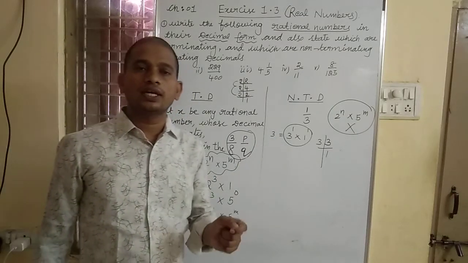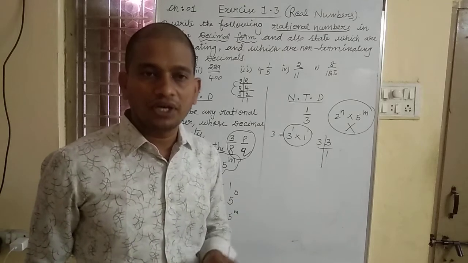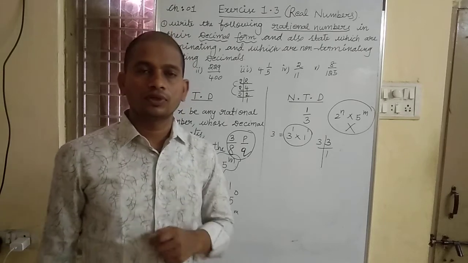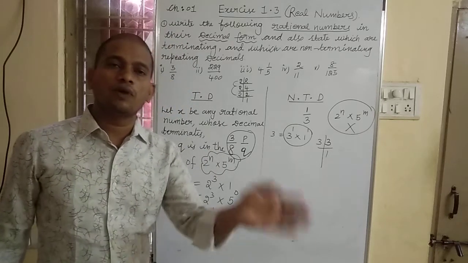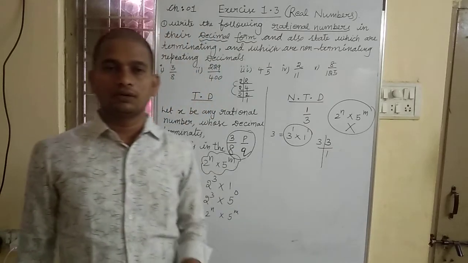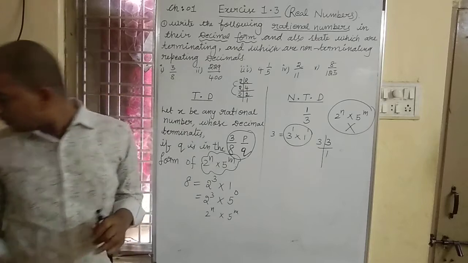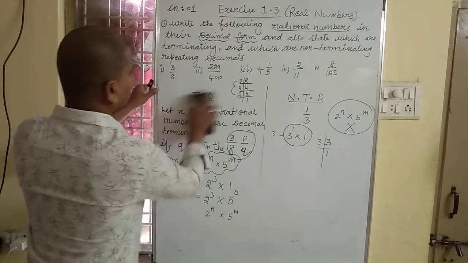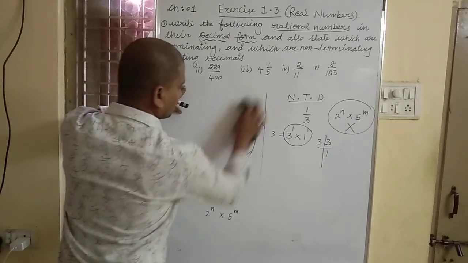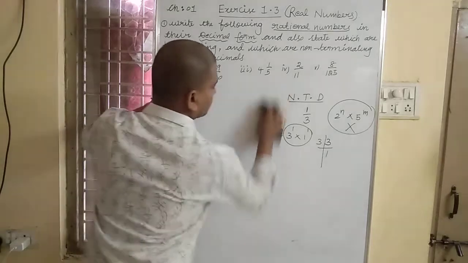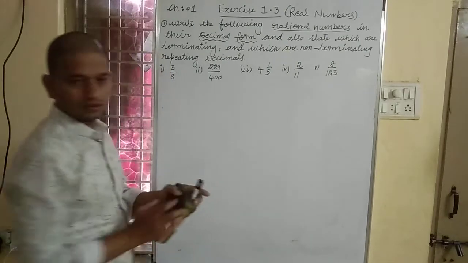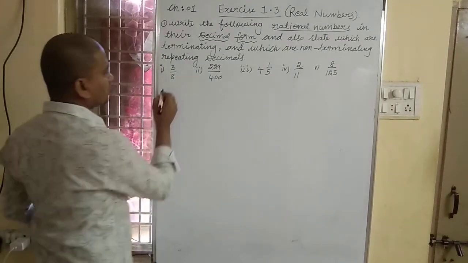When can we say that a given rational number is a terminating decimal? If it is in the form of 2 power n into 5 power m. If it is not in the form of 2 power n into 5 power m, it is a non-terminating decimal. That is our topic. Okay, let us go with the questions now. So the first question is 3 by 8.